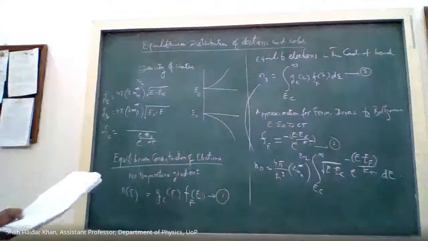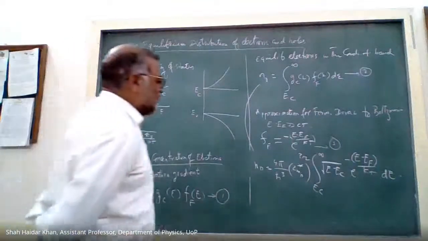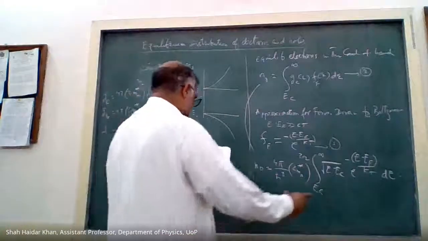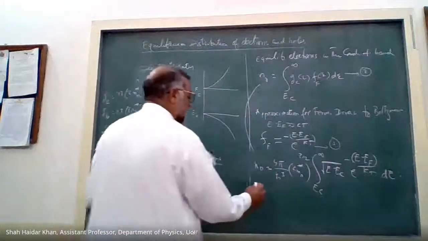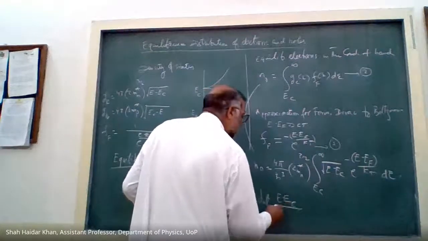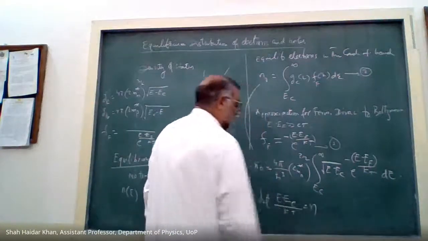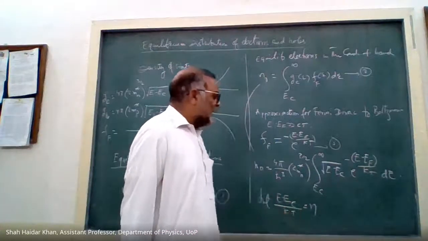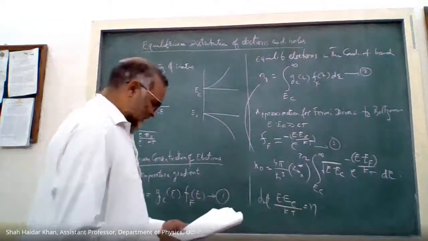Okay. Now, I know how to do that. Let me put a substitution so that this integral becomes easier. Let E minus EC, divided by KT, be equal to eta. Let me write E minus EC divided by KT is equal to eta.